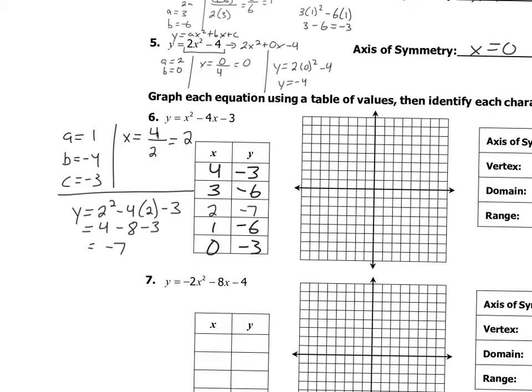And then we graph this. So our vertex is 2, negative 7, which is right here. And then we have 1 and negative 6, and 3, negative 6. Then we have 0, negative 3, and 4, negative 3. Then you draw your parabola. And your vertex in this case would be a minimum.